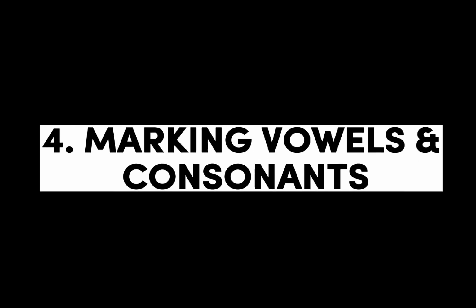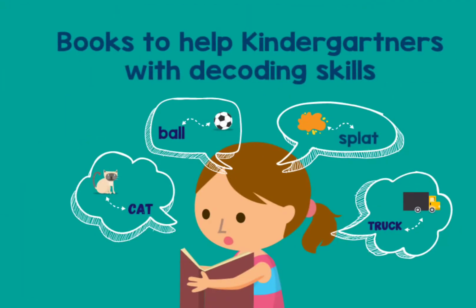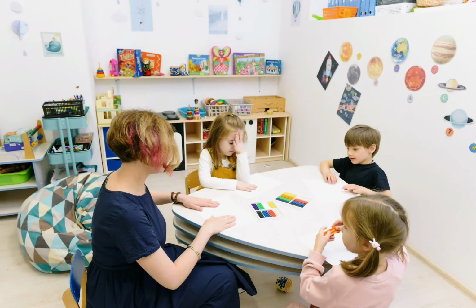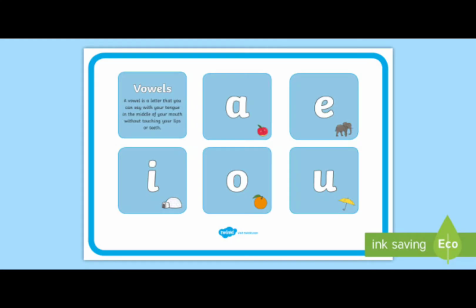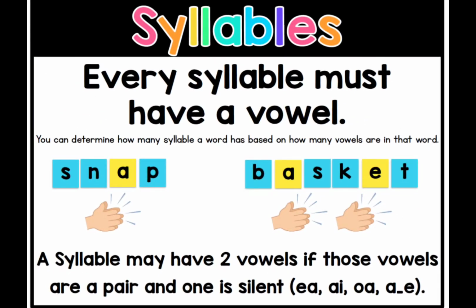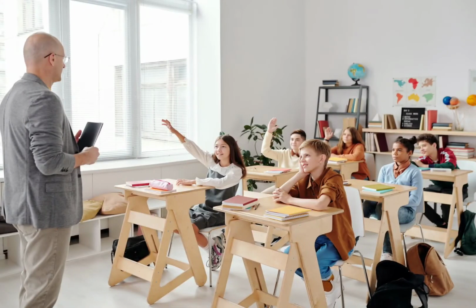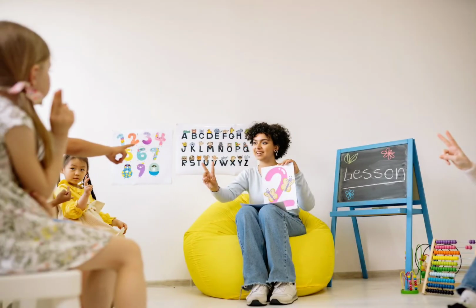Number 4, marking vowels and consonants. Spot and dot are one of the best techniques when it comes to decoding a certain text. The students are supposed to look at different words and draw a dot on all the vowels they see over there. Marking or putting a dot on the vowels tells them the number of syllables that are present in a word. However, students need to be familiar with 2 concepts, known as vowel teams and consonant digraphs, in order to segment the sounds in the word.